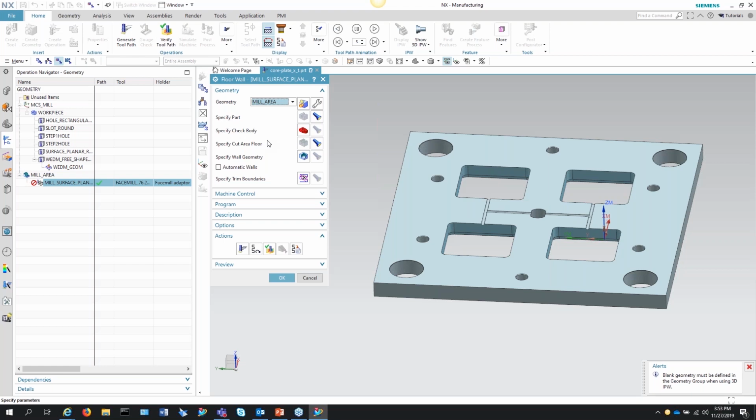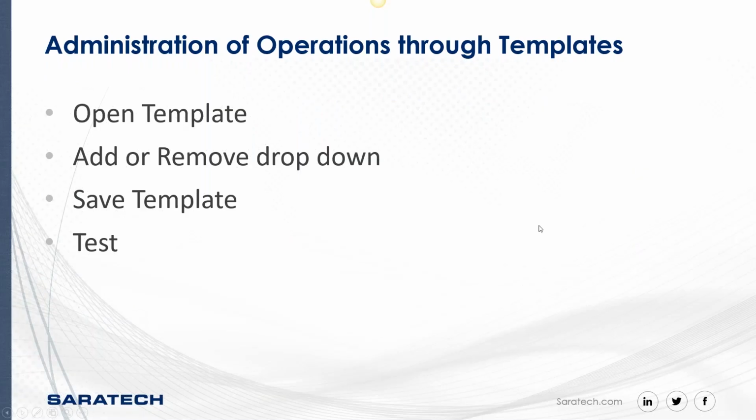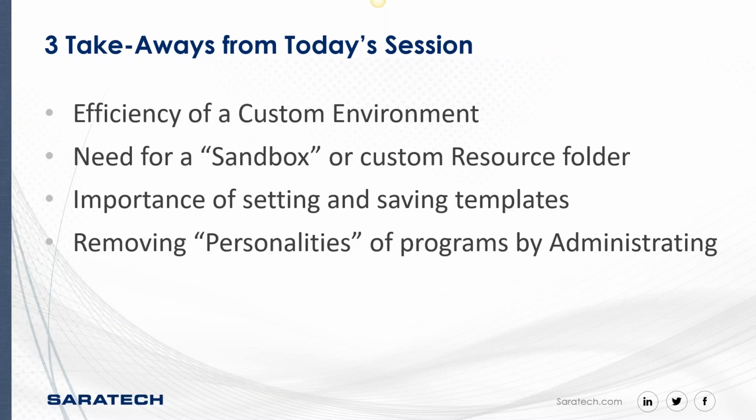You shouldn't have a bunch of programmers program in any way they see fit. One time you quote a part that has this exact plate on it, same features, and it takes you 12 hours to manufacture. The next time you have the same exact plate and it takes you 14 hours. That's what happens when you don't control these processes. So that's how you do the administration of operations through templates.